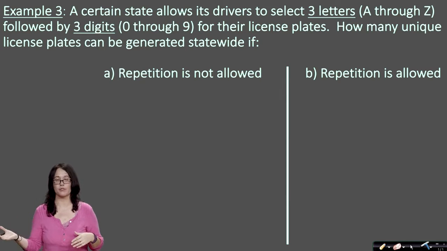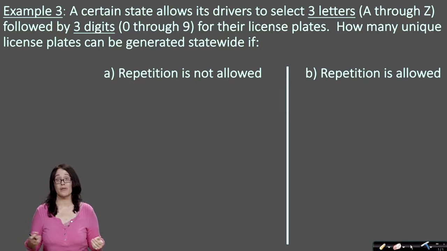So we have 10 options for our digits, 26 options for each letter. Okay. They say we're allowed to choose 3 letters followed by 3 numbers, 3 digits. It says how many unique license plates could be generated statewide. And here they give us our 2 different scenarios. Now you might be thinking, why would I have 2 different scenarios?